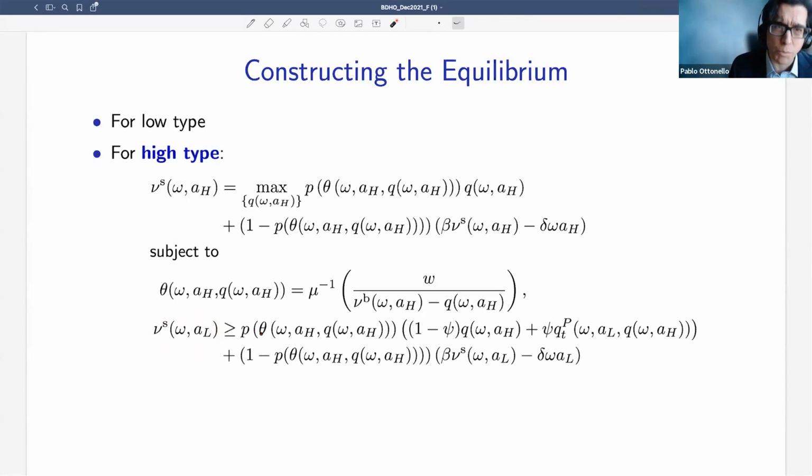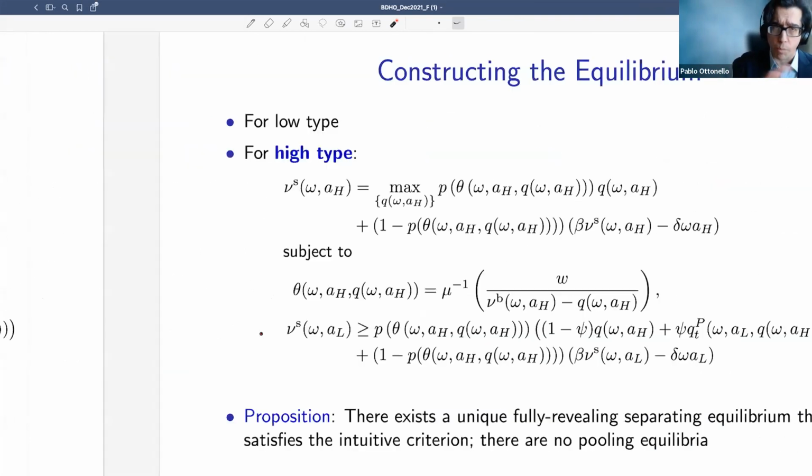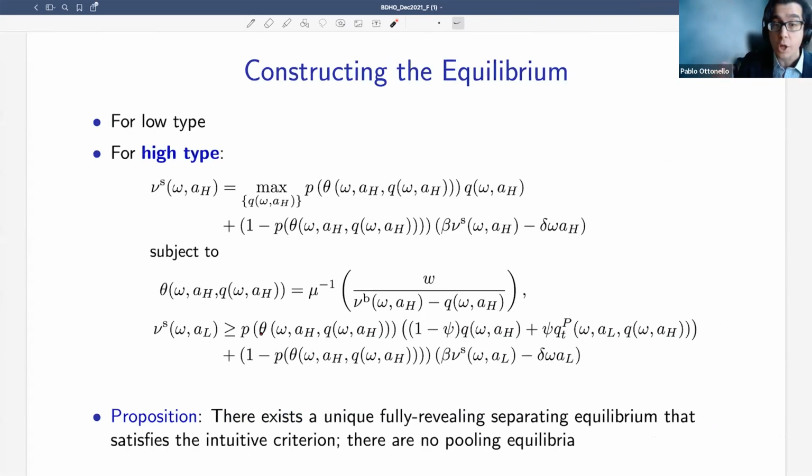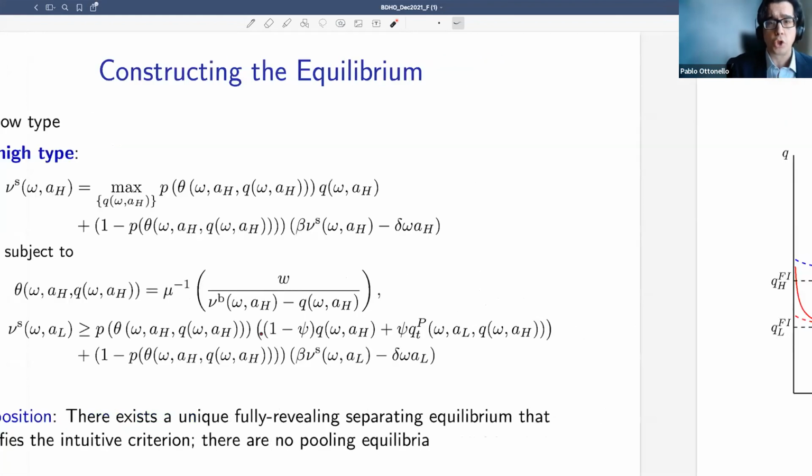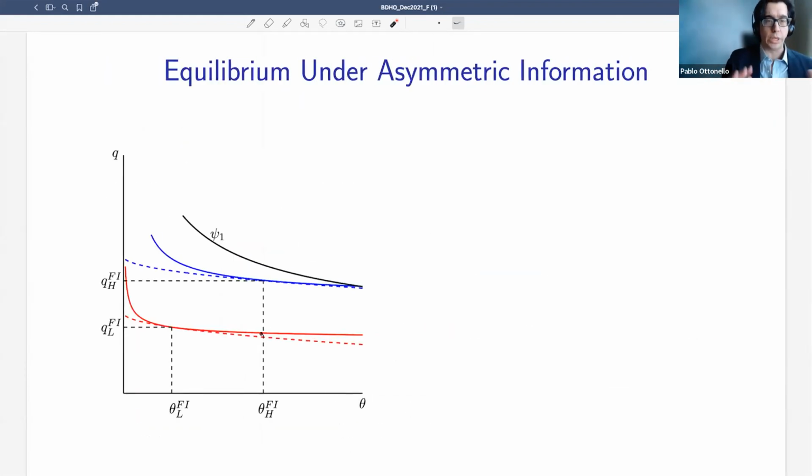All right, and I'm going to give you more graphical analysis in this in a second. But in the paper, we show that there exists a unique, fully separating equilibrium that satisfies the intuitive criterion, and there is no pooling. Okay, so this is the equilibrium that I'm describing to you with this set of problems. So how does this work? Let me represent this graphically.